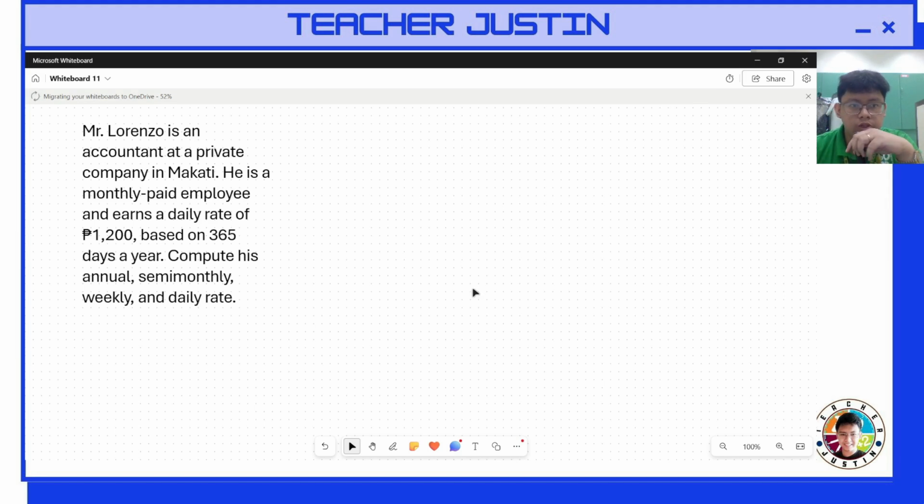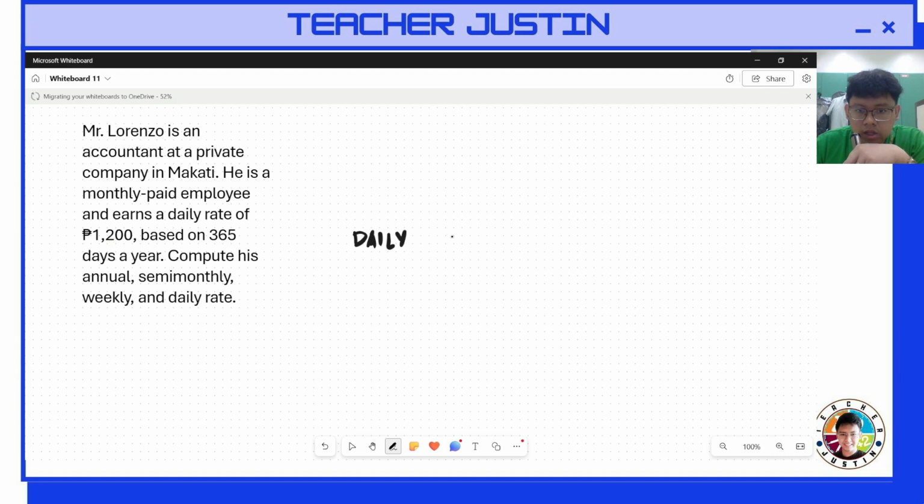So let's have Mr. Lorenzo, an accountant at a private company in Makati. He is a monthly paid employee and earns a daily rate of 1,200 based on 365 days a year. Let's compute his annual, semi-monthly, weekly, and daily rates. First, we're given his daily rate. So, daily.